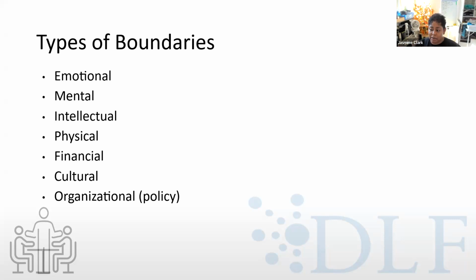Intellectual boundaries, violations include stealing someone's ideas, i.e. plagiarism, or diminishing someone else's research. Physical boundaries, violations include things like touching someone without permission, whether that be out of affection or aggression. Consent is key. Financial boundaries, this includes things like shaming someone for their economic status, inappropriately timed conversations regarding salary, or theft.